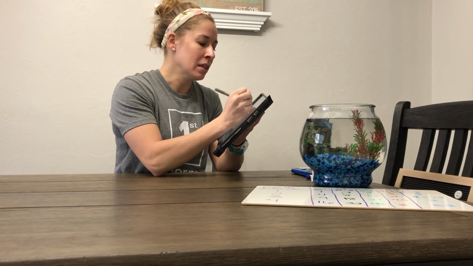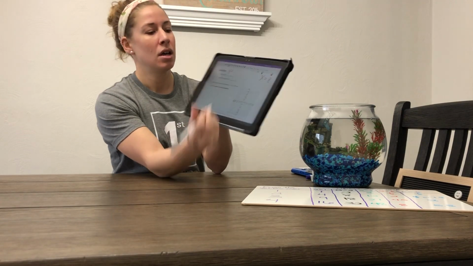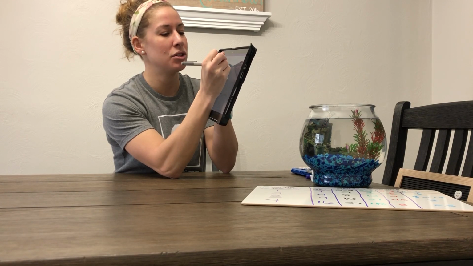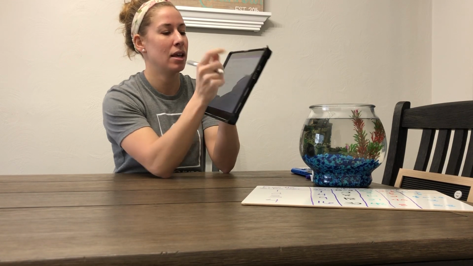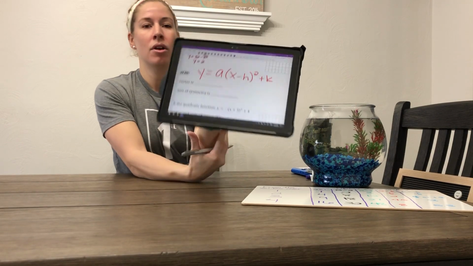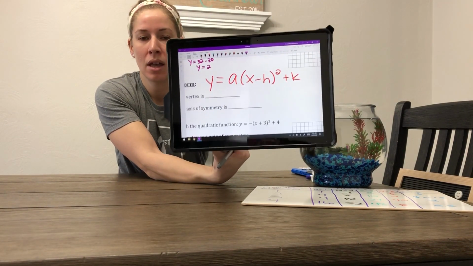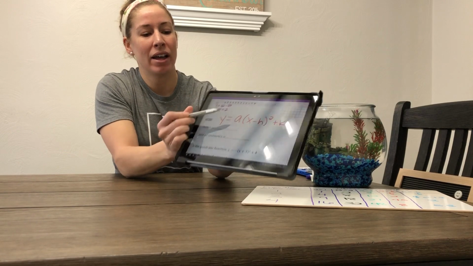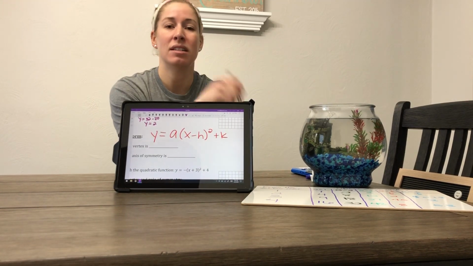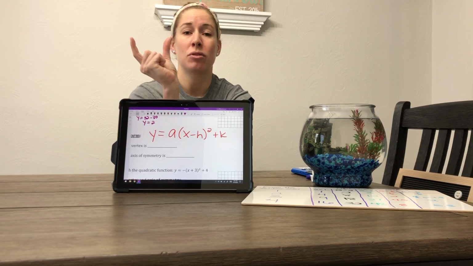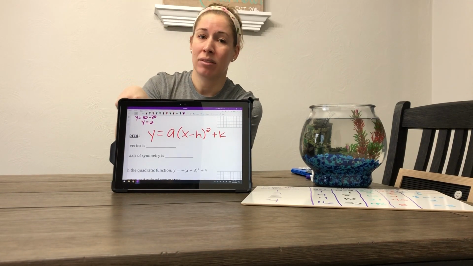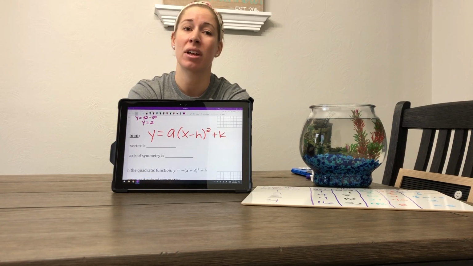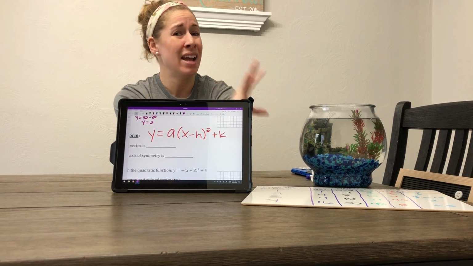Vertex form is y equals, and then you've got A, parentheses, x minus h quantity squared plus k. So there is your vertex form. And A, H, and K all do different things to the graph. The A value does the same thing that the A value did in standard form. If it's positive, your graph is opening up. If it's negative, your graph is opening down. If A is bigger than 1, it's stretched. If A is less than 1 and bigger than 0, it's compressed, okay? So A does the exact same thing.